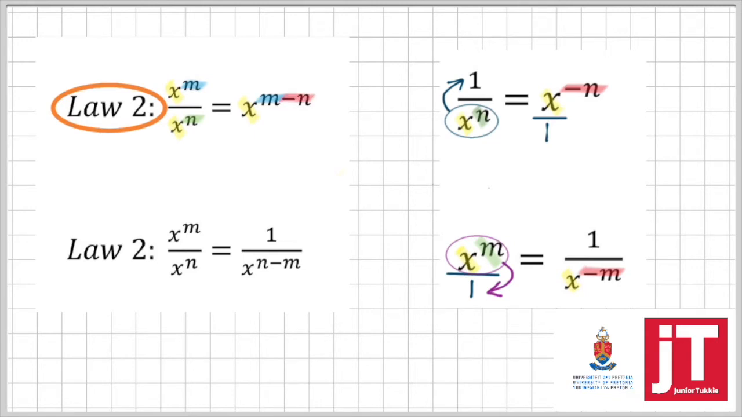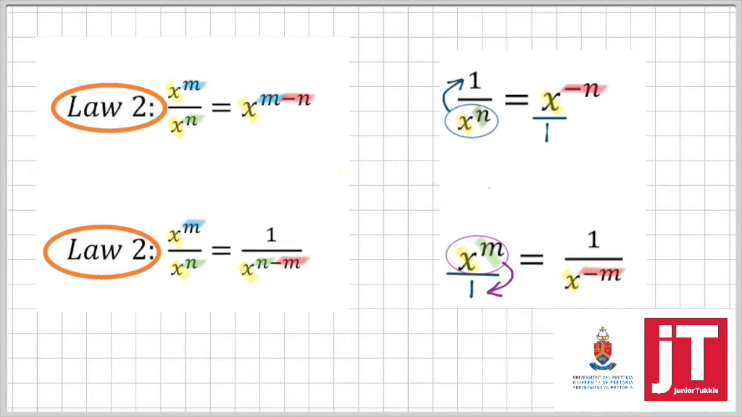A different version of the same law reads that when we divide x to the power of m by x to the power of n, we end up with 1 over x to the power of n minus m. We have simply subtracted exponents because we are dividing powers that have the same base.